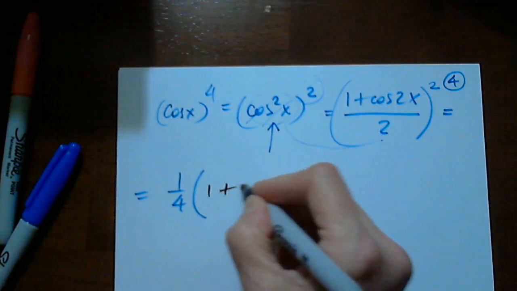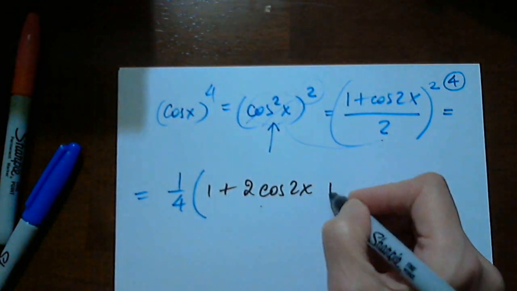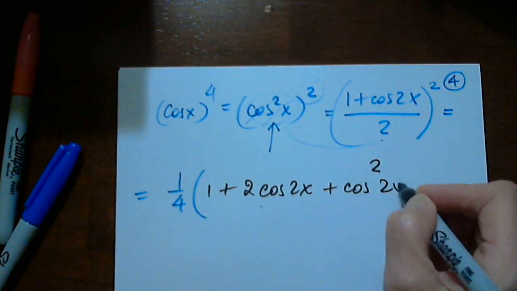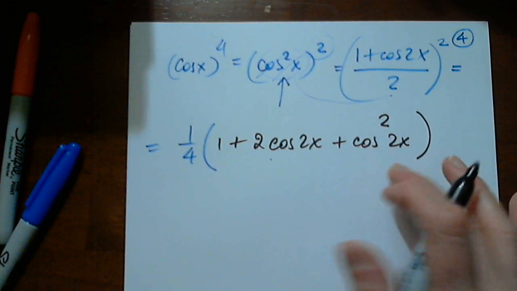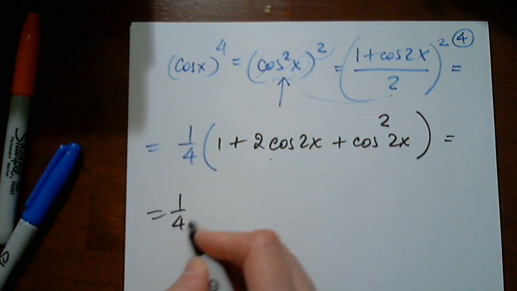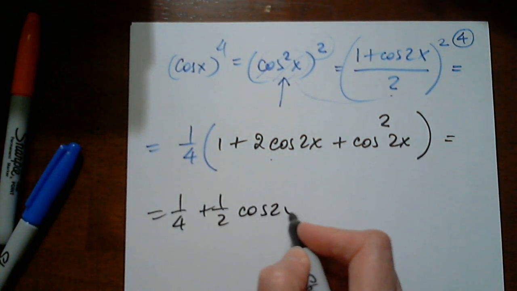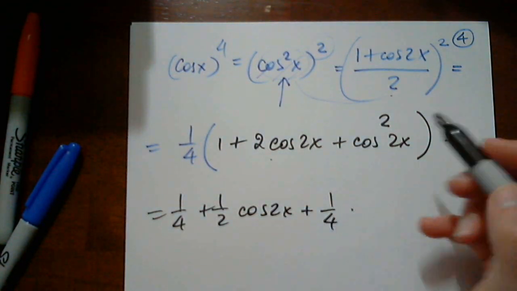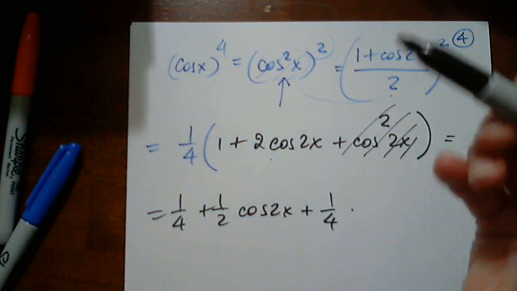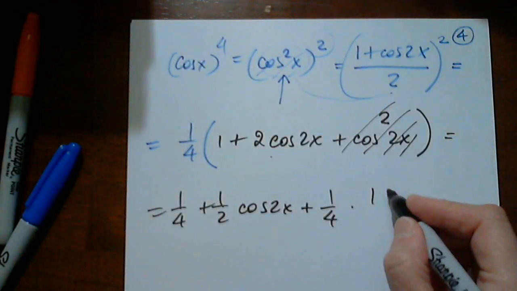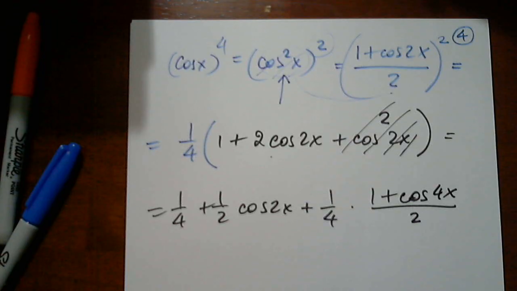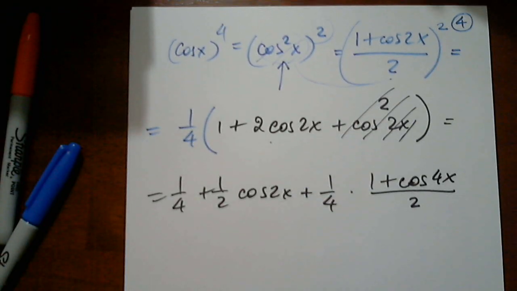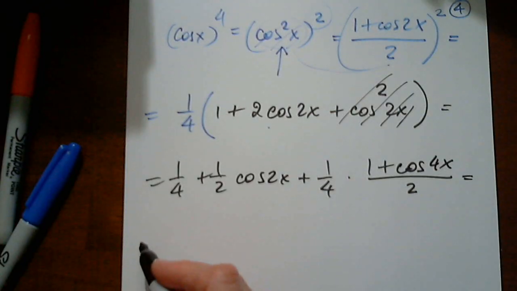And those are 1 plus 2 cosine 2x plus cosine squared 2x. I distribute 1/4. 1/4 plus 1/2 cosine 2x plus 1/4. But I have to replace this again using the same formula, which is 1 plus cosine 4x over 2. It's done, but I have to rearrange it and simplify it.